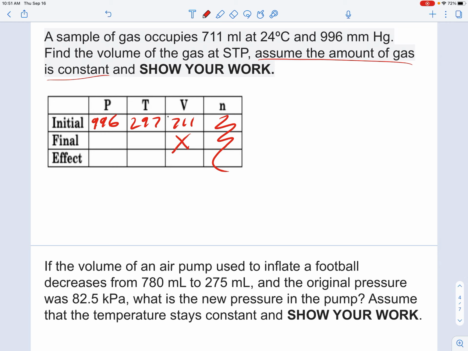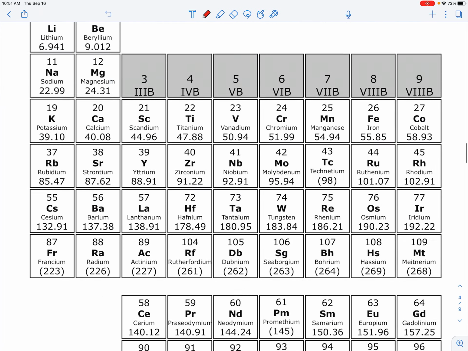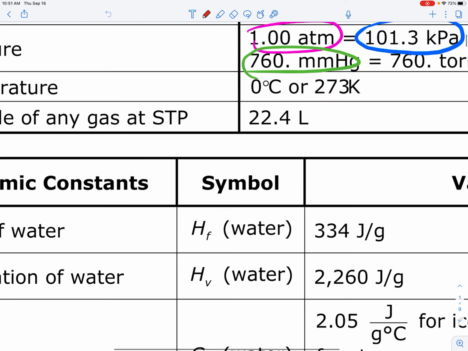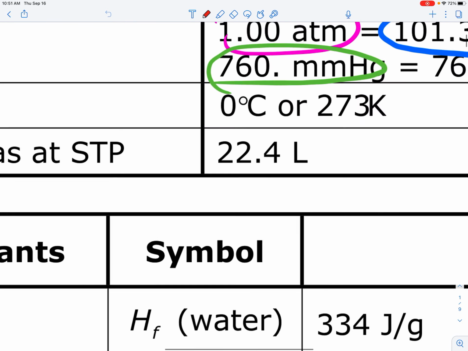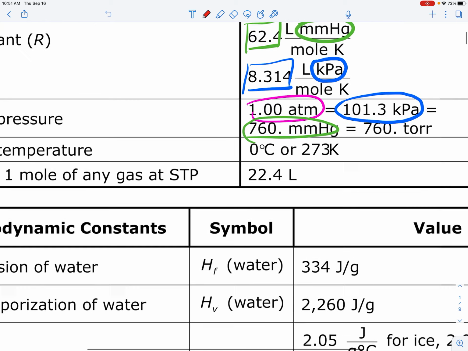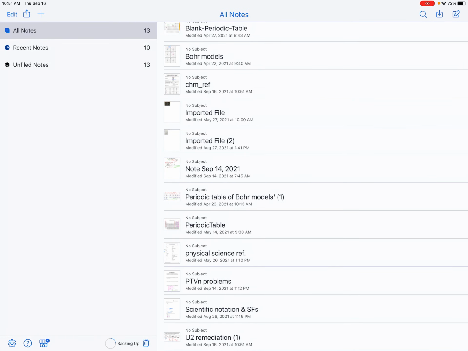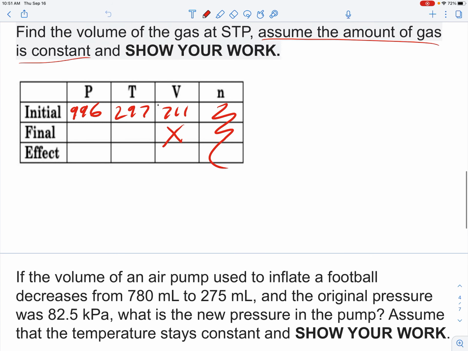So we want volume, that's our X, at standard temperature and pressure. So let's look at the reference table. And on the first page, we can see our standard temperature is either 0 or 273, but we're going to choose 273. Now the pressure, we're going to choose millimeters of mercury as our standard pressure because they gave us pressure in millimeters of mercury. So we're going to use 760, and it's a 760 with a decimal point. So 760, our temperature is going to be 273.